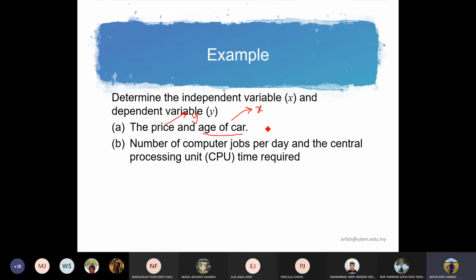Okay. So number of computer jobs per day and the central processing unit time required. Maksudnya berapa number kerja yang kena disettlekan guna komputer dan juga CPU, masa yang CPU perlukan. So mana X, mana Y?